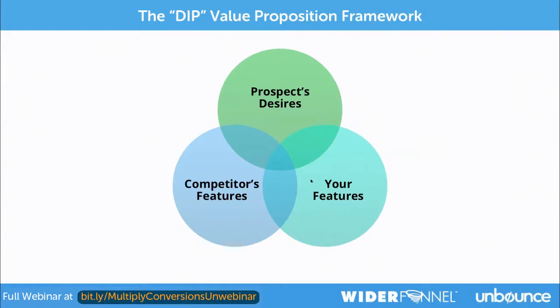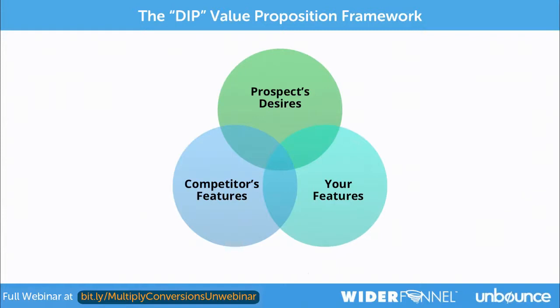And then you've got your features. Your features probably don't line up exactly with all of your prospects' needs, right? You've developed a product, and it's never going to line up perfectly with all of your prospects. And then you've got competitors' features. And of course, they're going to have differences from you as well and have some different matchups.